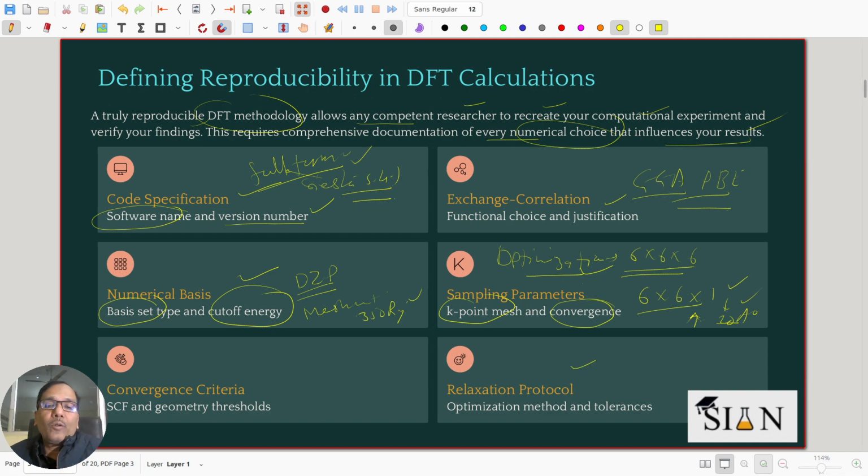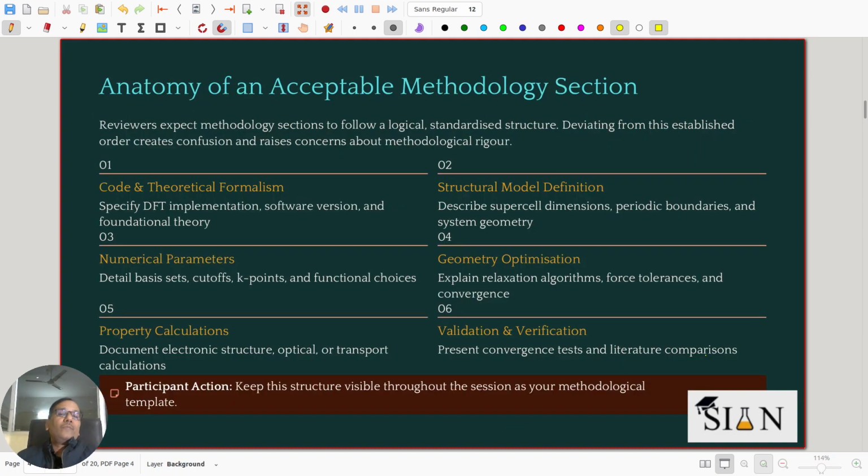Now the relaxation protocol, so optimization methods and tolerance, must be mentioned in this methodology section. Now, some acceptable methodology section, the anatomy of that.